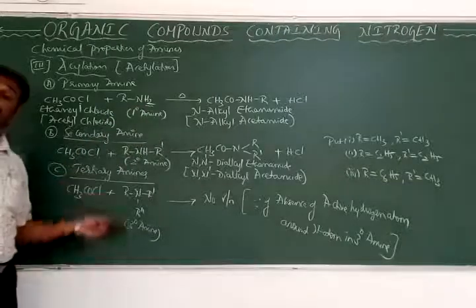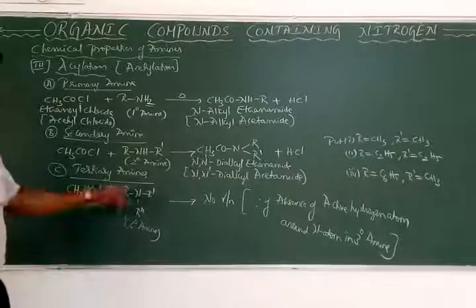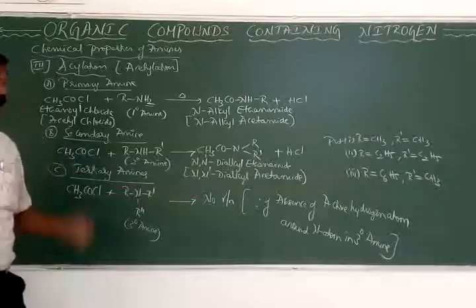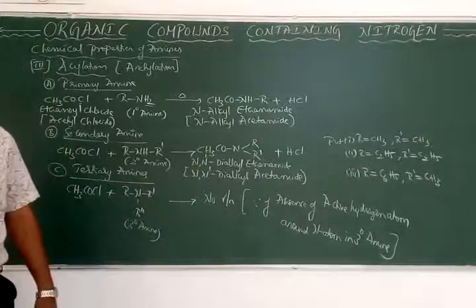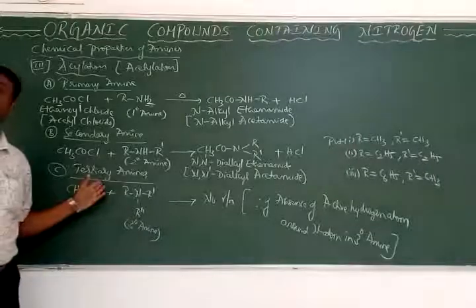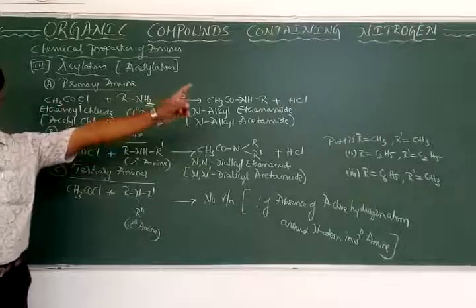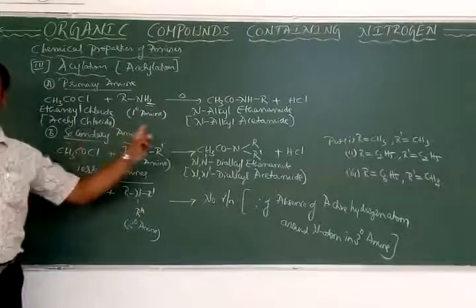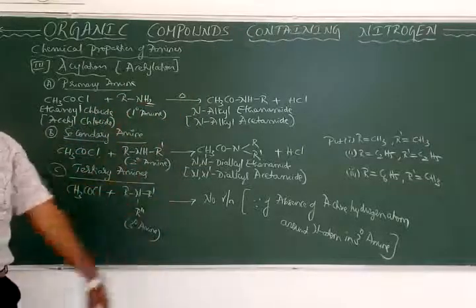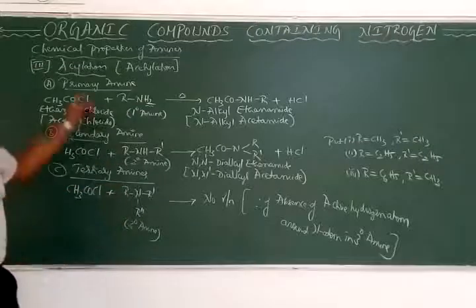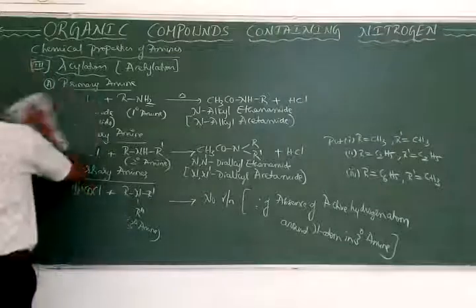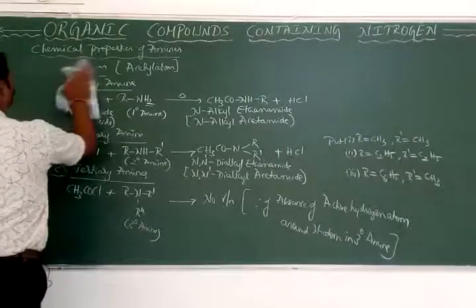Whereas tertiary amines don't undergo acylation or acetylation, because of the absence of which atom? The hydrogen atom adjacent to the nitrogen atom in tertiary amines. Therefore, there is no acylation in tertiary amines. Primary forms N-alkyl acetamide or ethanamide. Secondary amines form N,N-dialkyl ethanamide or N,N-dialkyl acetamide. Whereas tertiary amines don't undergo acetylation. Okay. So this is about the third property, the acylation, or in particular it is called acetylation. Okay. Let's have the fourth one.